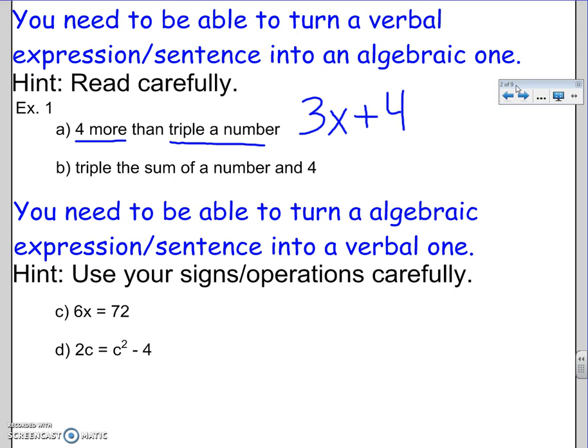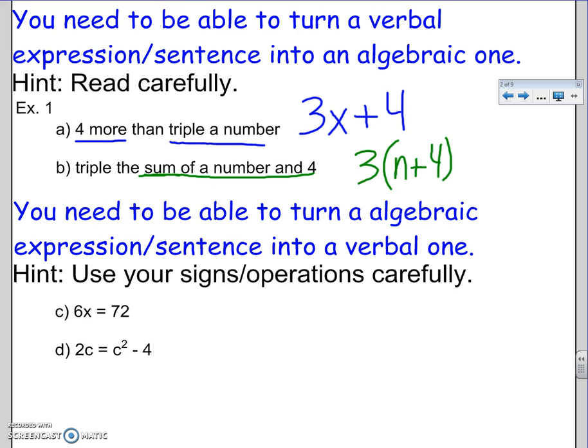Where's the next one? Triple the sum of a number and 4. Well, I'm tripling something, but I'm not tripling the number, I'm tripling the sum. So sum is a pairing word. Sum of a number and 4. So I'm going to use my parentheses here. There's a sum of a number and 4, and triple that.